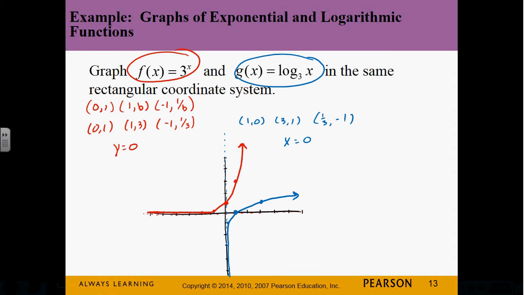Now remember, one of the defining characteristics of inverses is that when we graph them, they are mirror images of each other across that diagonal line. Does that look to be the case here? Yeah, they look like they're mirrored across that line, right? So we know we did it right.